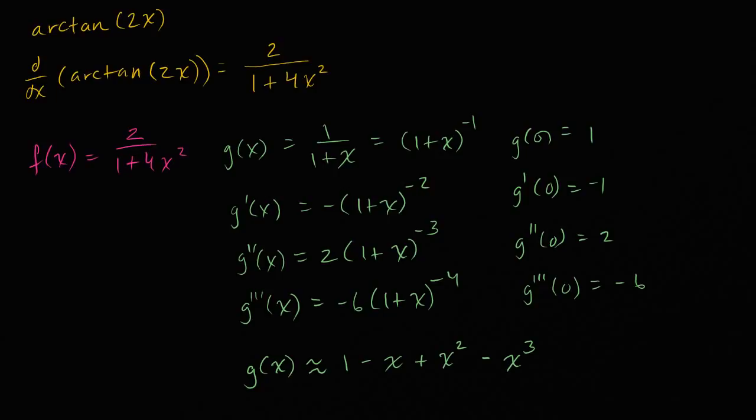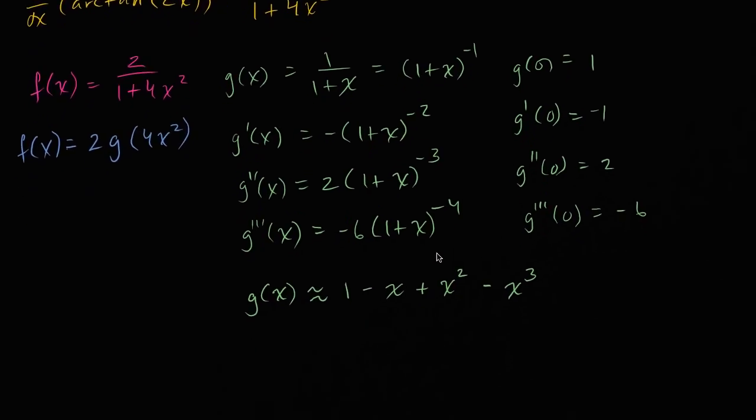The long promised key insight is that we can write f of x. Notice, f of x is 2 times g of 4x squared. Replace your x's with a 4x squared. You're going to have 1 over 1 plus 4x squared, and then you multiply that whole thing times 2, you get this thing right over here. And so, if f of x is equal to that, then f of x's power series representation is just going to be taking this power series, or at least the first 4 terms of it, and replacing the x's with 4x squared, and then multiplying the whole thing times 2.